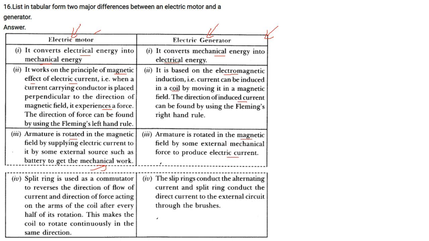In the electric motor, a split ring is used as a commutator to reverse the direction of flow of current and the direction of force acting on the arms of the coil after every half of its rotation. This makes the coil rotate continuously in the same direction. While in the electric generator, the slip rings conduct the alternating current and the split ring conducts the direct current to the external circuit through the brushes.